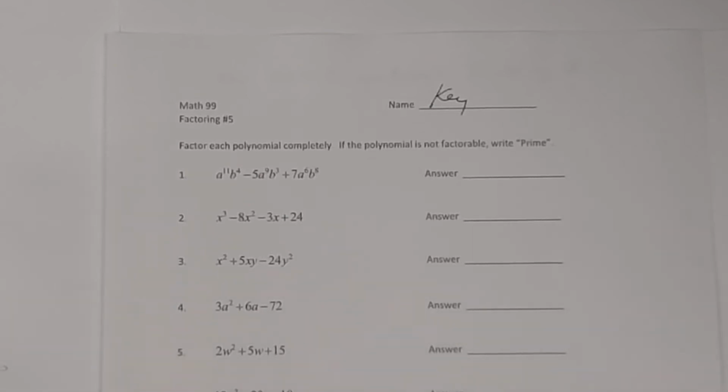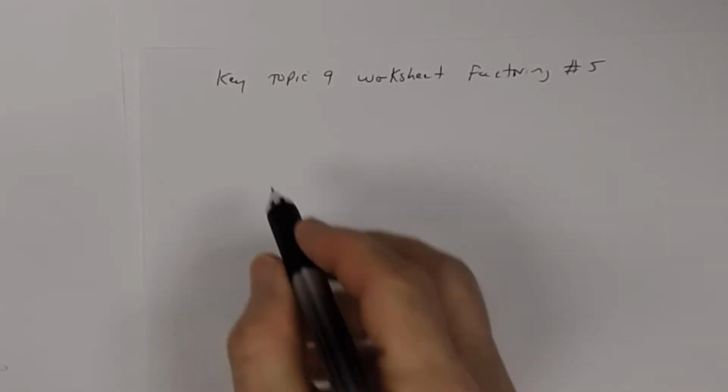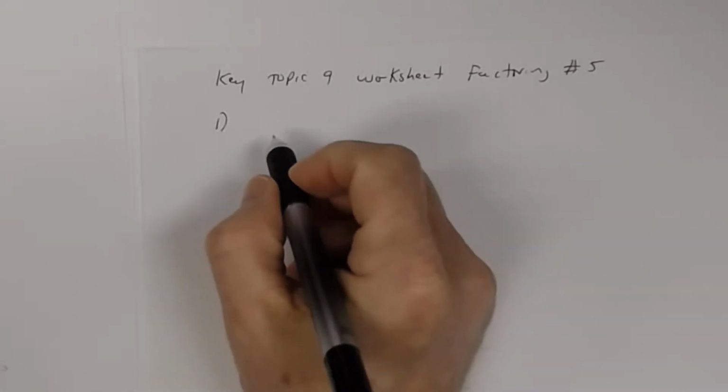Okay, so this is a key to the factoring number 5 worksheet. So it's basically topic 9 in the worksheet called factoring number 5. So number 1, you want to factor each of these polynomials.